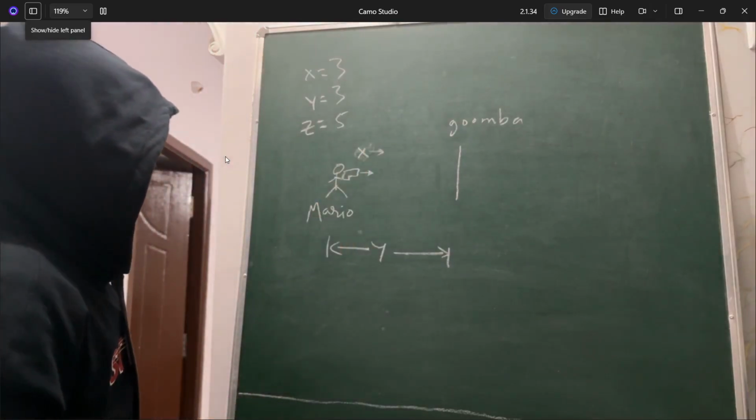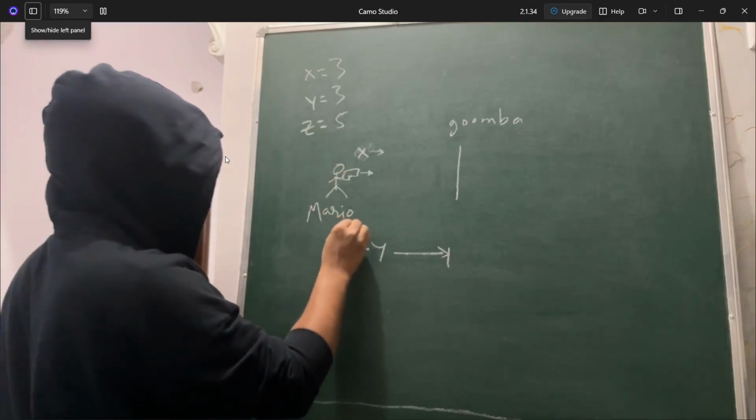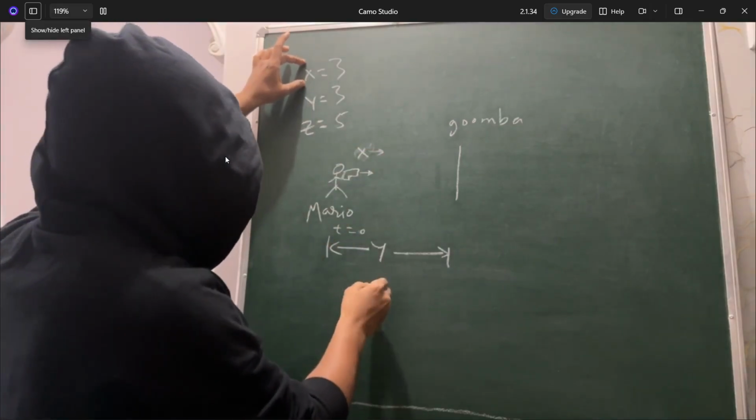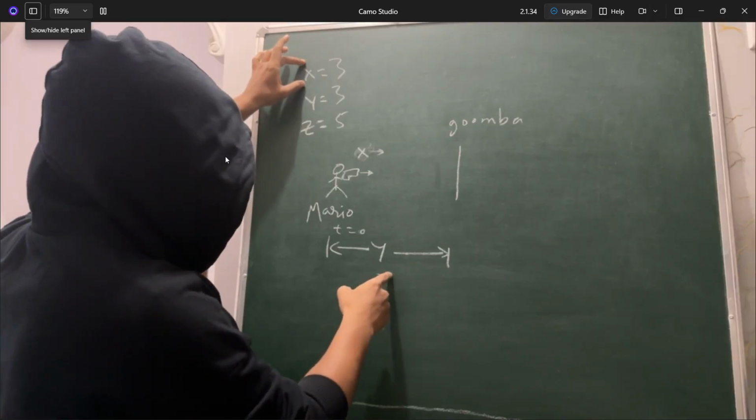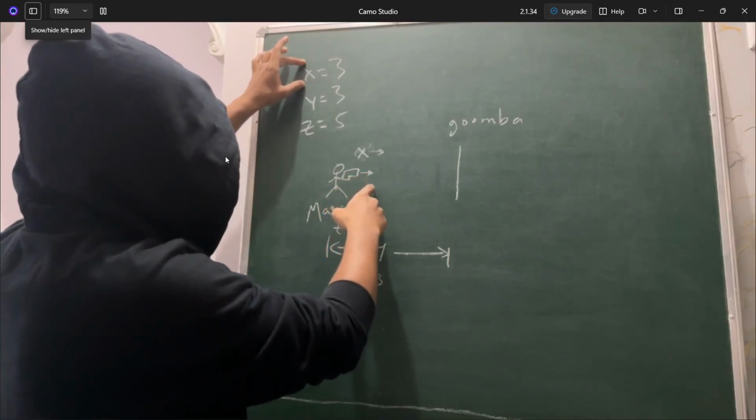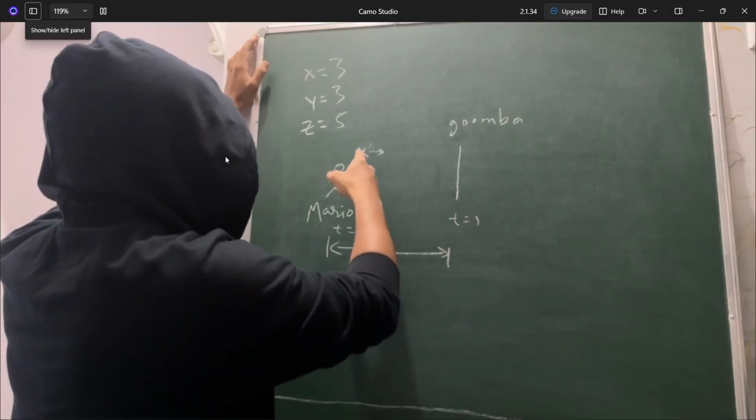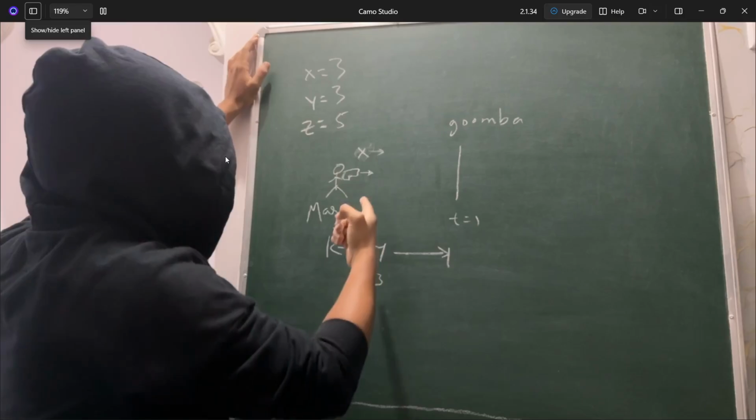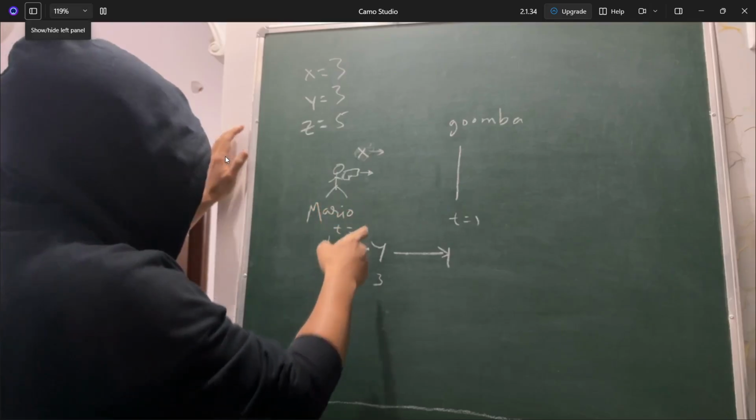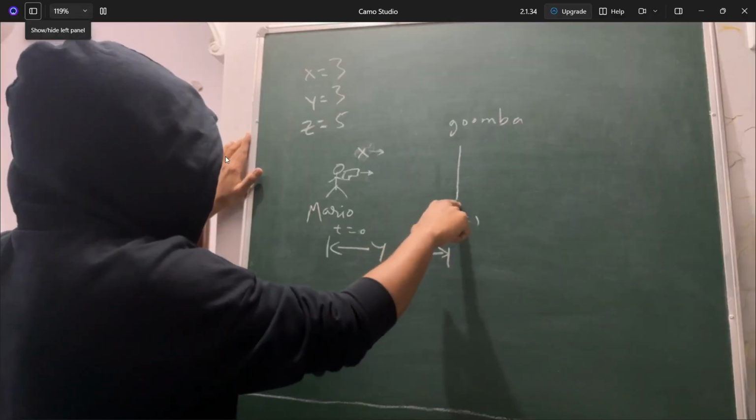Even if he shoots, let's say at the 0th second, when t is equal to 0, in this case the distance y is basically 3. So if he shoots at t equal to 0, it will reach here at t equal to 1. Since it is 3 pixels per frame, in 1 second it will travel 3 pixels, and the distance is 3 only. So at t equal to 1 second it will reach the Goomba.